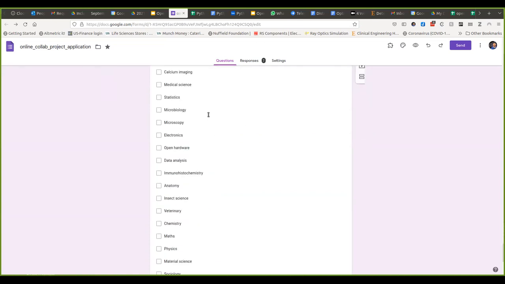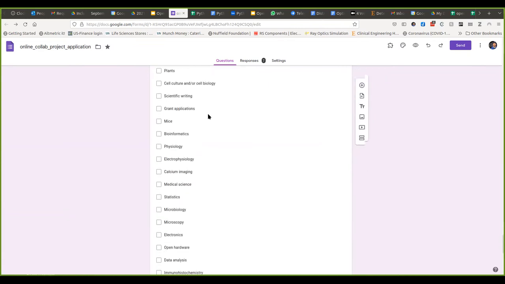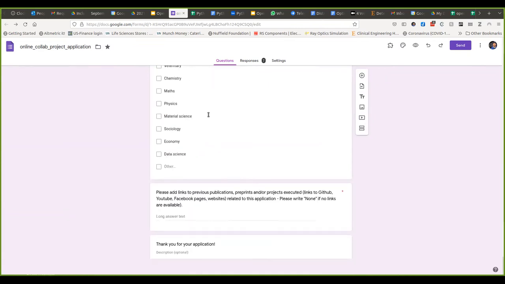Then you tick the boxes for which project areas these are. If you have links to the project, to things that are already available online, you would add them here, and that's it. Once that is done, we as Trend find from our pool of experts somebody to help you out with that. I hope that makes sense.